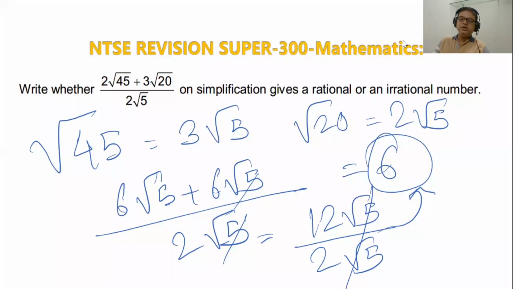No, there is no option. So the correct answer of this question will be 6. क्या किया मैंने? रूट 45 को मैंने 3 रूट 5 लिख दिया, रूट 20 को मैंने 2 रूट 5 लिख दिया, और 2 रूट 5 को तो मैंने 2 रूट 5 लिखा ही है, बाकी सारी चीजों को मैंने ऐड कर दिया.